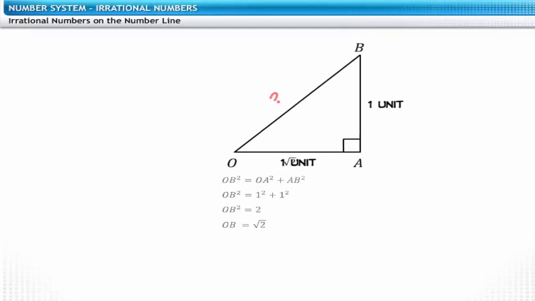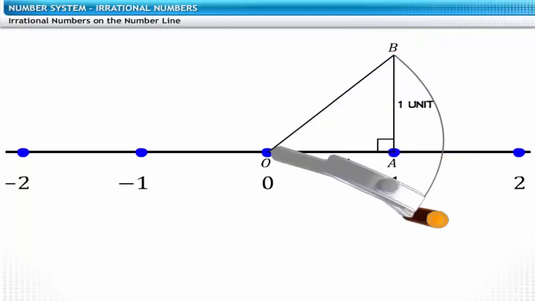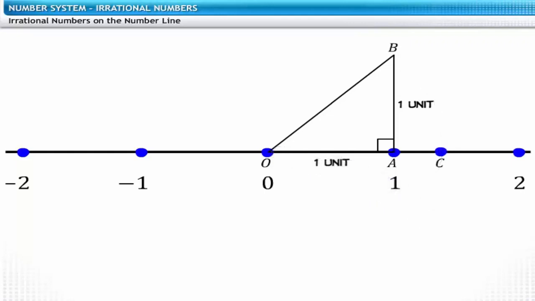If we represent OB on the number line, it means we are representing the value of the square root of 2. The vertex O of the triangle must coincide with the 0 on the number line. The vertex A will coincide with 1 on the number line. In order to represent the square root of 2 on the number line, mark the length OB with the help of a compass. Then, taking O as the center, we'll draw an arc on the horizontal line. Let's mark the point of intersection of the arc on the number line as C. The distance from O to C is the square root of 2. Hence, point C represents the square root of 2 on the number line.